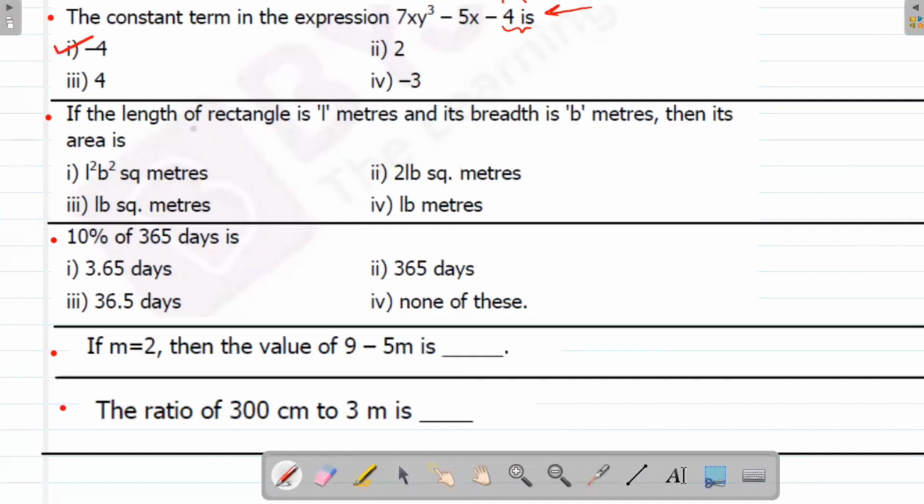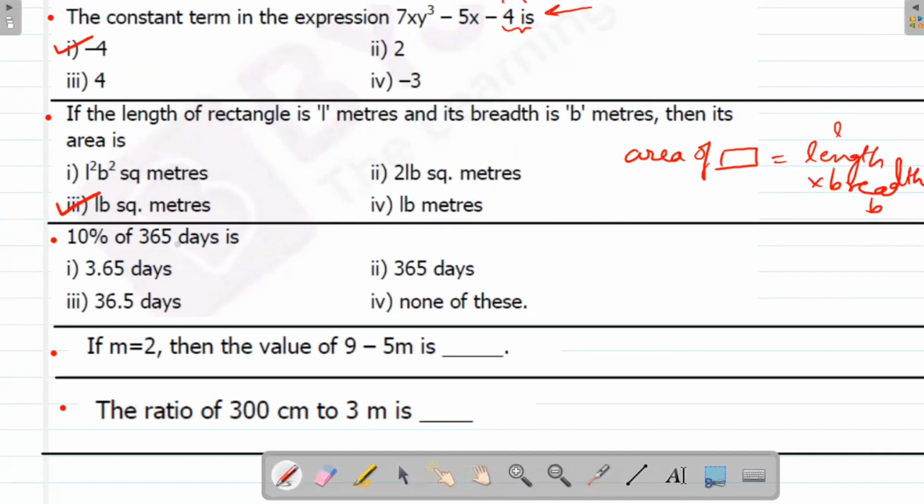Okay, now next, if the length of a rectangle is L meters and its breadth is B meters, then its area is, now area of a rectangle we know. What is the area of a rectangle? That is nothing but length multiplied by breadth. So if length is given as L and breadth is given as B, then the area of the rectangle will be L into B square meters.